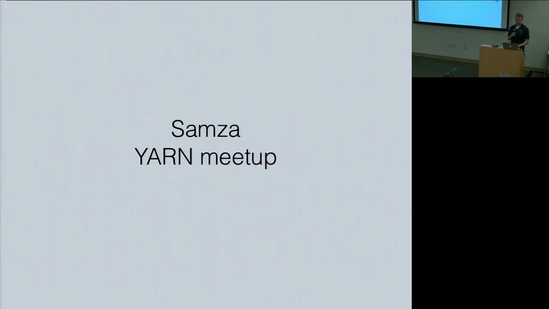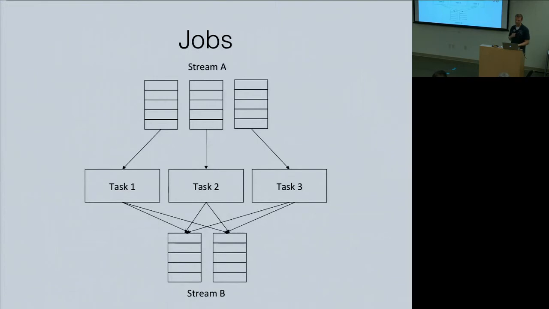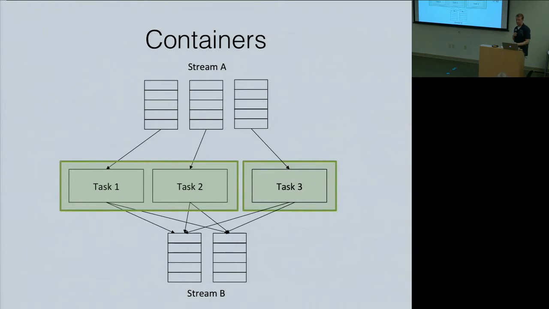Now, how does this fit in with Yarn is the big question. So if we go back to our job view, this looks pretty familiar to people who have been dealing with MapReduce. What Samza does is it takes these tasks, which are processing partitions, and it groups them into containers. And a container is really just a Java process that handles one or more tasks. And in Samza's world, that basically means taking messages from the partitions, giving them to the tasks, and then taking the output and sending it back out to the stream.